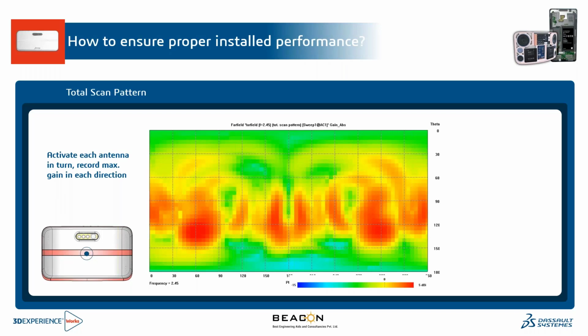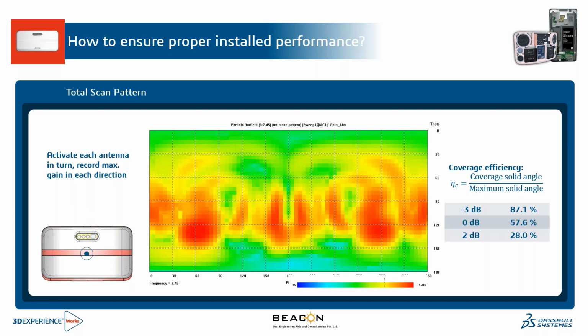So here we can also cross-check. Instead of running the total scan pattern for both of them, we can individually activate each antenna and then record the maximum gain with respect to the frequency and the theta value, and how it is going to change the total scan pattern. So basically here we will get to know what the coverage efficiency is. Coverage efficiency is nothing but the coverage solid angle, that is theta, with respect to the maximum solid angle, pi, and we will be measuring it at 0 dB, 2 dB and minus 3 dB.